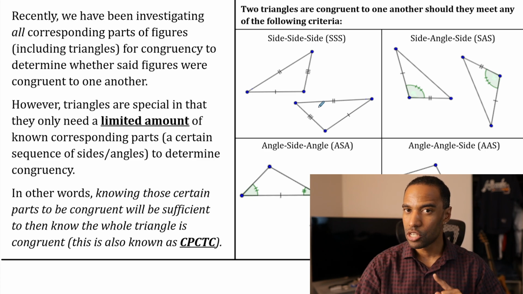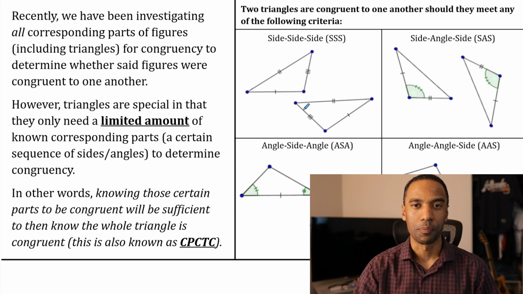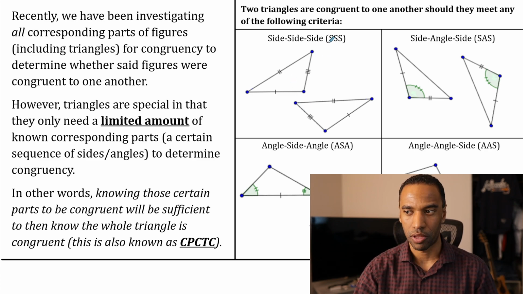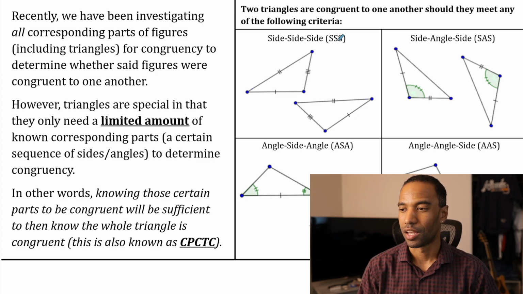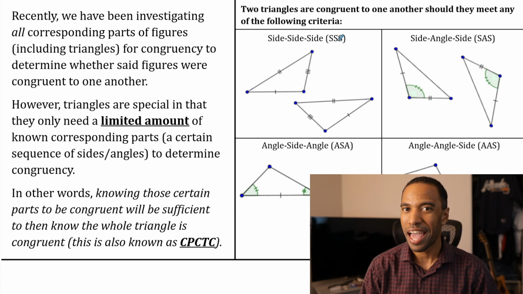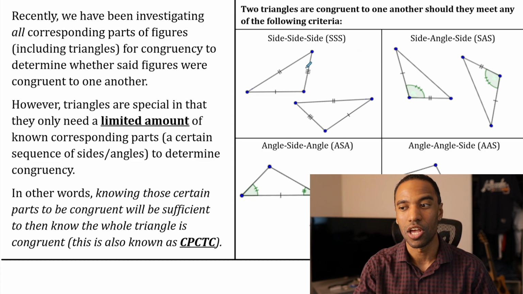I don't need to know that the angles are congruent for that to be true. I just need to know that all three pairs of sides are congruent to one another and correspond. Kind of cool. I don't actually need everything. I don't need all six parts, just the three sides.